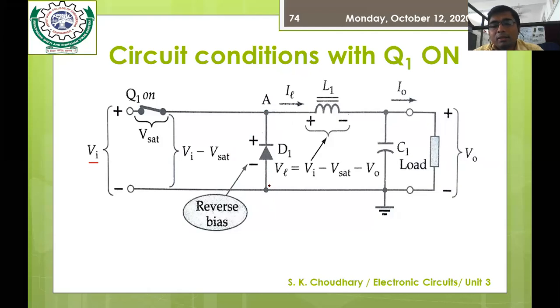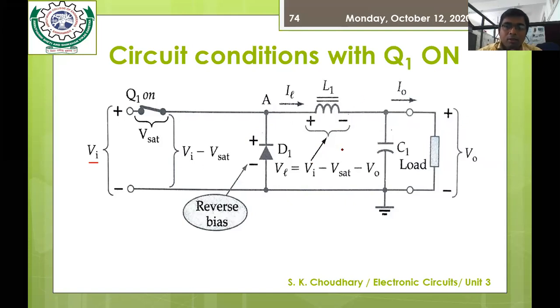Across this, a catch diode is connected in such a way that the cathode is connected towards the output of the switch and the anode is connected to the ground terminal. Because of this connection, it works in reverse bias mode when transistor Q1 is on. In the filter circuit, L1 and C1, the polarity has been shown. The inductor voltage VL is Vi minus Vsat minus V0, where V0 is the output voltage.